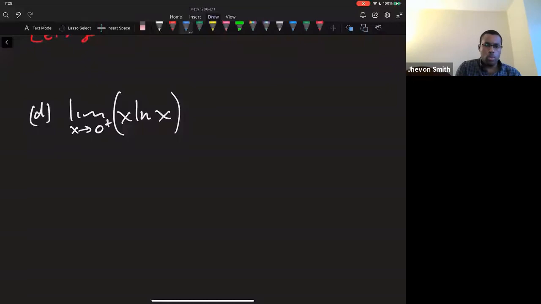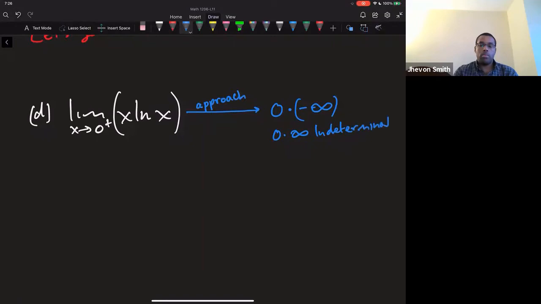So now, when you start to think about what this would approach, if I look at this at face value, x is approaching 0 from the right, so my x is approaching 0. And ln x approaching 0 from the right gives negative infinity. So that's like a 0 times infinity indeterminate form. Not convenient.